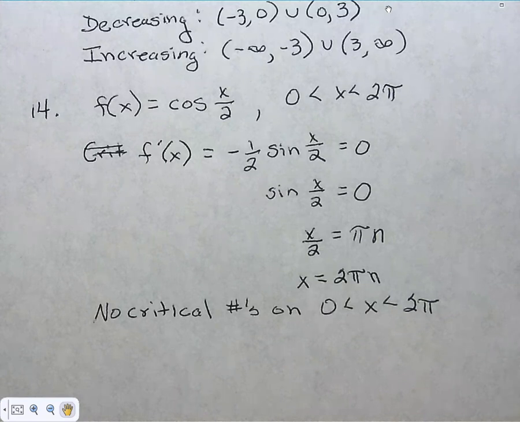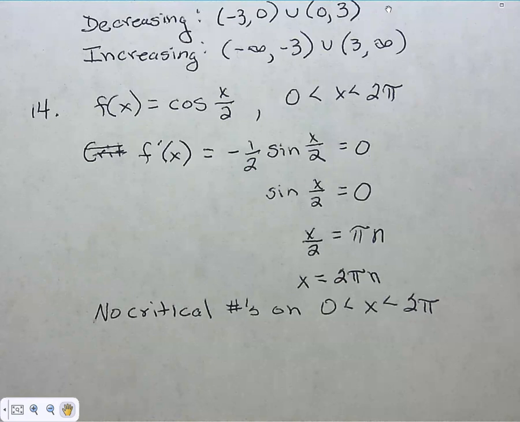To get pi, n would have to be 1/2, and we said n stands for any integer. If I let x be pi, then I'd have sine of pi over 2, and that's not 0, that's 1. Pi over 2 is right here.